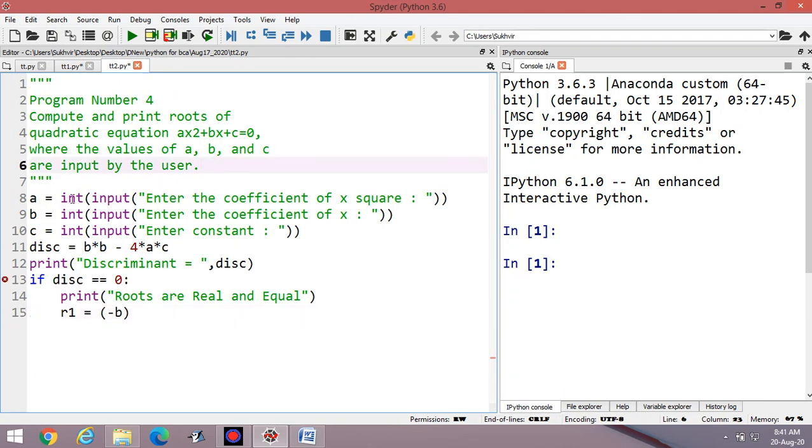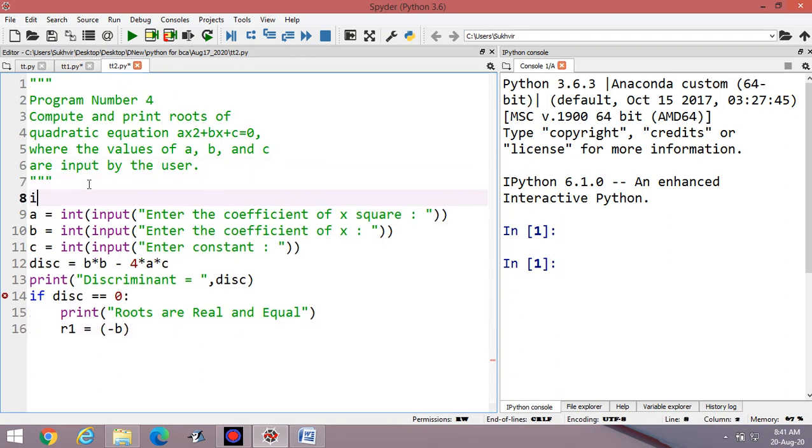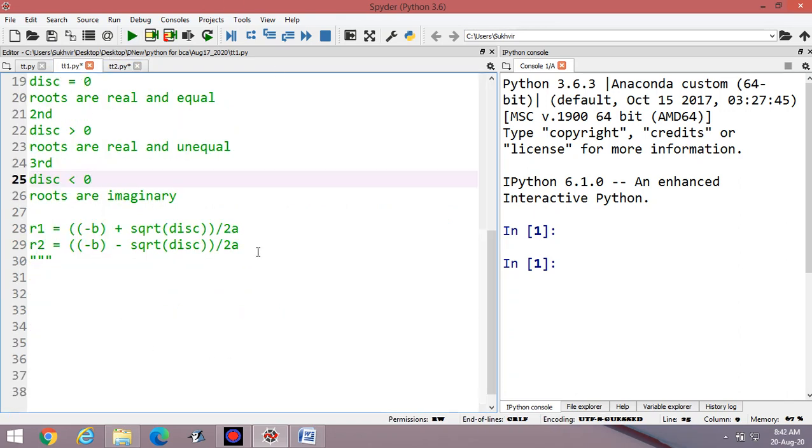One more thing is required. You have to write here import math. It's applicable for your calculation of square root. Minus b divided by, you can write 2a. And in second case also, you can write minus b divided by 2a, because square root of discriminant is equal to 0. It means that this portion is not required in both the cases.